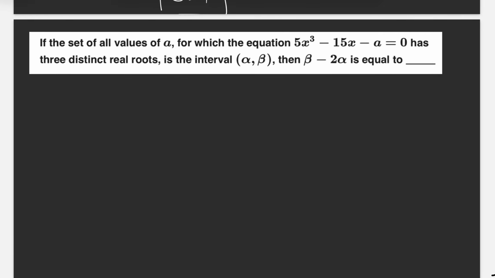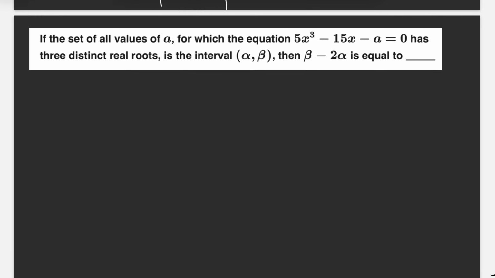Next question. Next question is a very good question. So here they're asking the set of all values of alpha for which 5x cube minus 15x minus a equals 0 has 3 distinct real roots. So 3 distinct real roots. First of all, let's consider this function as, let's say, h x. h x equals 5x cube minus 15x minus a.